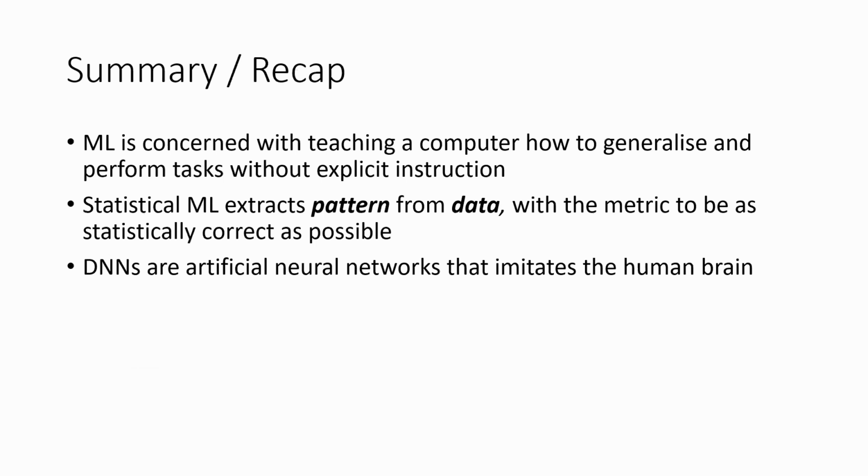So yeah, a little bit of a recap of what we learned on Monday. We learned that machine learning is concerned specifically with teaching a machine how to do something without giving it code, right? Without giving it specific instructions. And statistical machine learning extracts some pattern from data. So this is something that we came back to a lot. You are pulling some pattern from a set of data in order to learn something about that data set. So DNNs are artificial neural networks. So we emulate how our human brain works using these neural networks in order to be able to achieve this task.